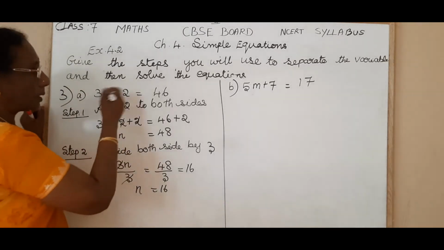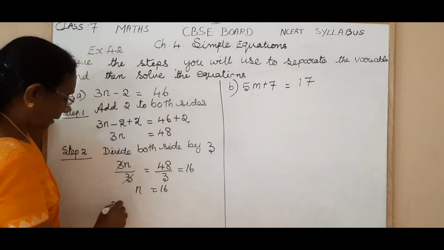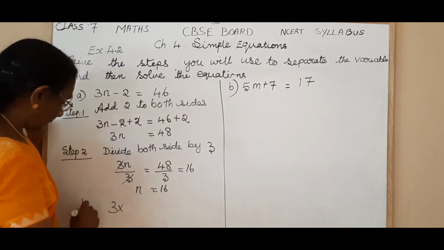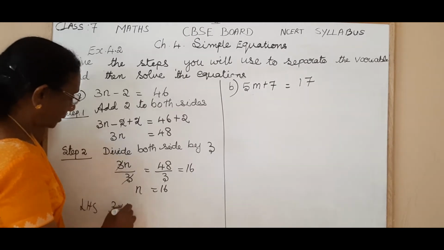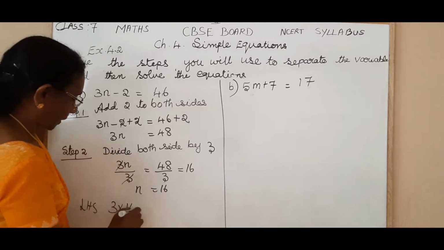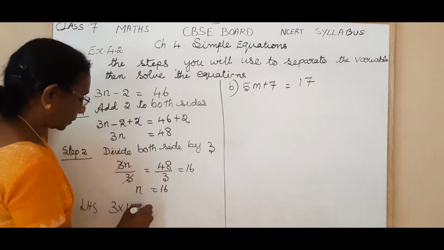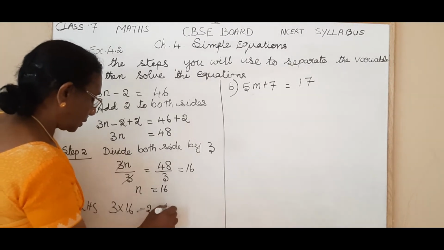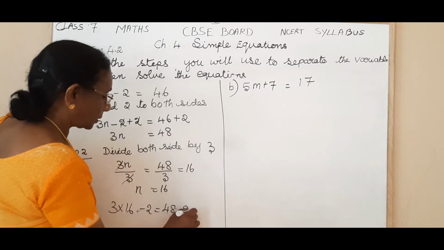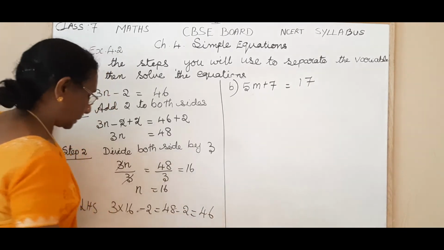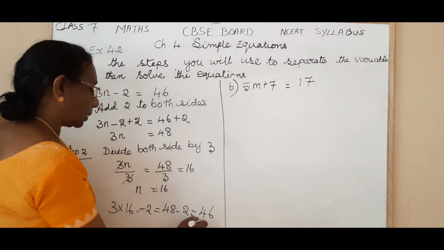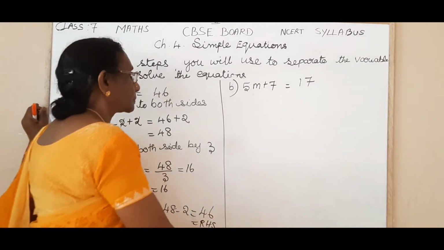Then only you have to do the multiplication and division. If you want, you can check the answer. That is 3n in the LHS: 3 into 16 minus 2. 48 minus 2 is equal to 46, which is equal to the RHS.